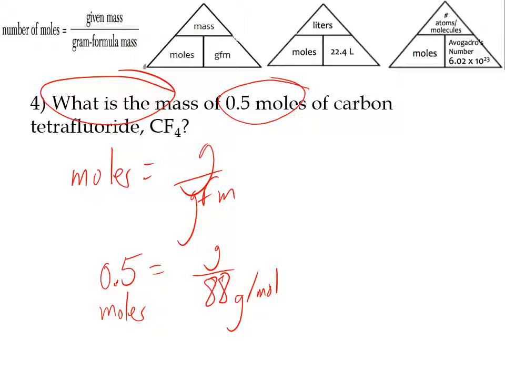So to do this now, we just do 0.5 times the 88. If you had done it on the triangle up top here, you would have written 0.5 right here and 88 in the GFM. And then you're looking for mass, so you kind of cross that off.